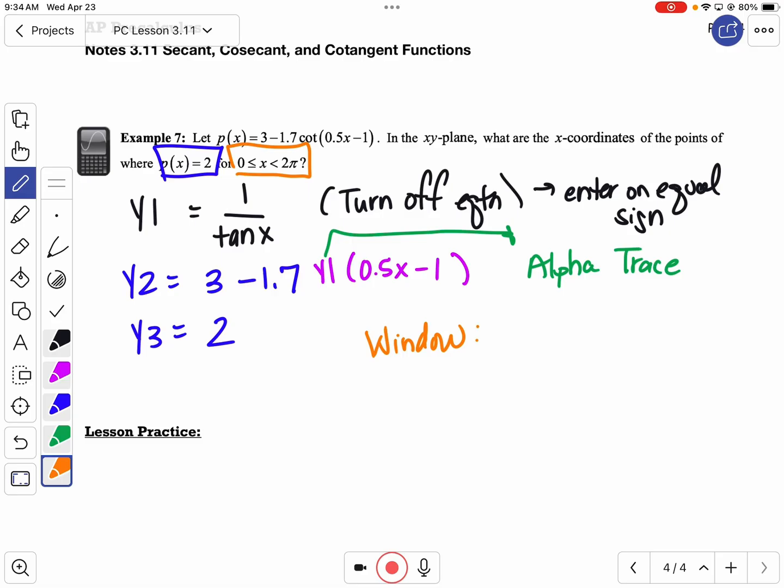So on my window, I'm going to change my x min to 0 and my x max to 2 pi, okay? Because I can type it in just like it's written. So change your window. And then if you can't see enough of the intersection, like top or bottom, mess with your y. But I typically don't mess with the y. I just mess with my x. All right, so let's put that down, and then we're going to physically do that on the calculator and see if we can all get the same answer.